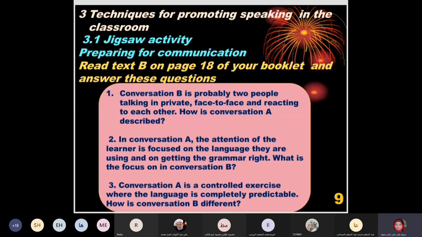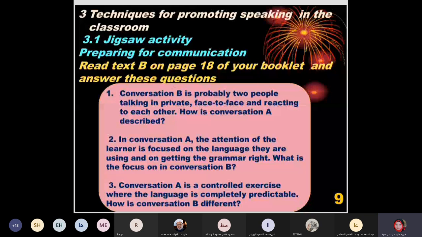Question number 3: conversation A is a controlled exercise where the language is completely predictable. It's repeated all the time, nothing new about it. It's not different, whichever speaker says it. How is conversation B different? In what way? So now you go on to read text B, think of answers to these questions, and come back to me after 4 minutes.